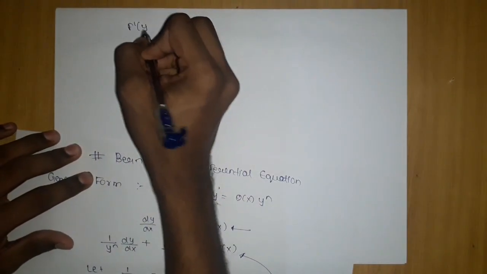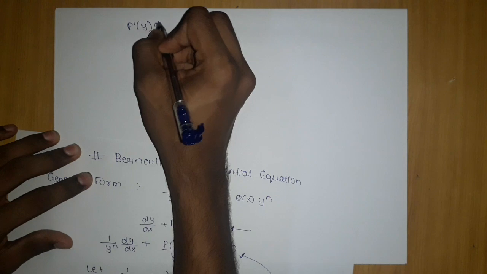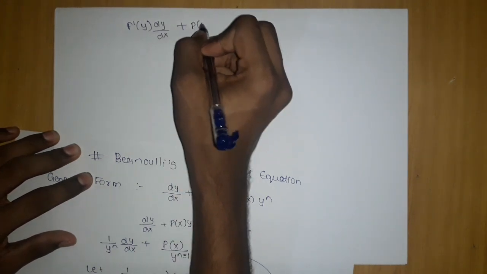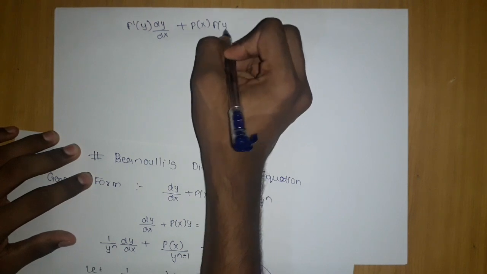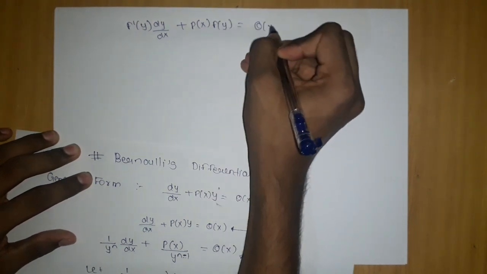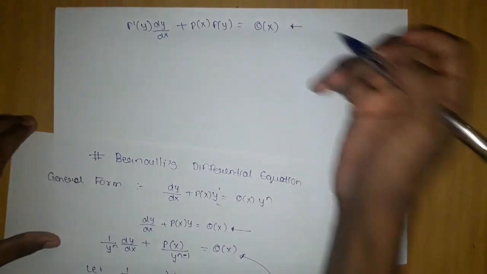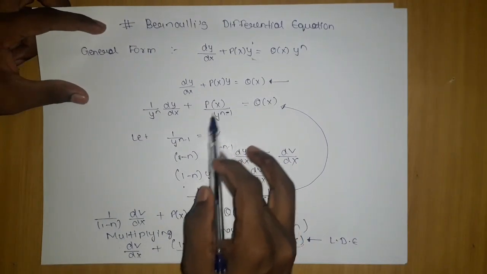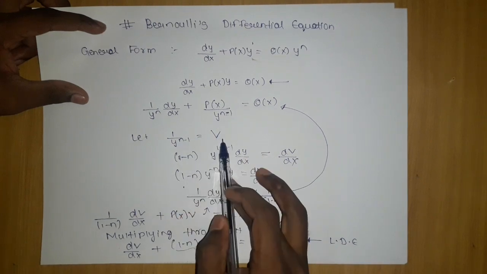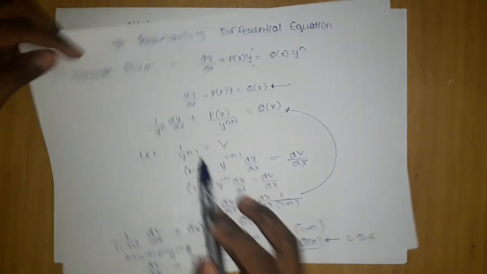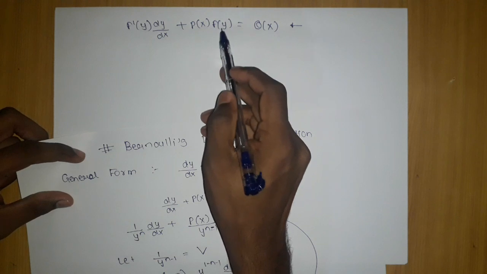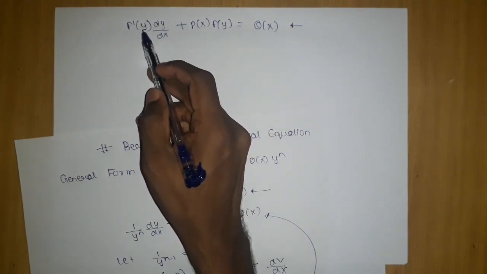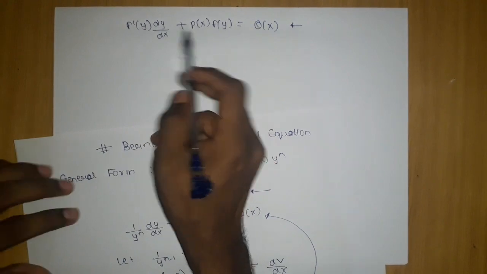The form will be f dash y into dy by dx plus p of x into f of y equal to q of x. How did this form come? This is nothing but this format. If you observe, this was our f of x, and if we take it as v, then we get f dash x. So here, whatever f of x is available, you have to take it as v, then you will get f dash y. Okay, f of x or f of y.